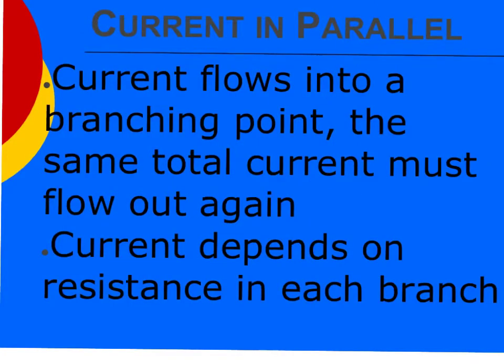In a parallel circuit, your current will flow into a branching point where it goes in more than one direction. Your same total current must flow out of the circuit as it came in. Your current will depend on your resistance in each branch. That's where you use the Ohm's Law equation that we're about to go over to figure out your current.